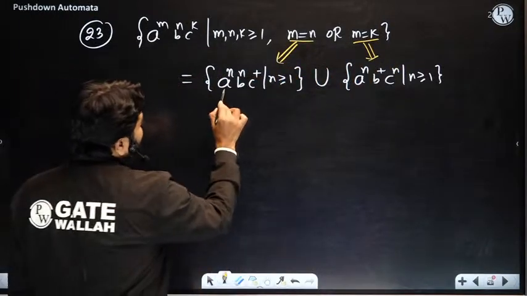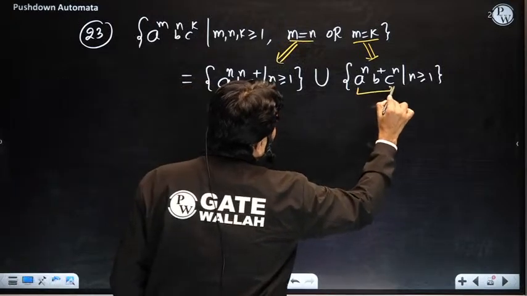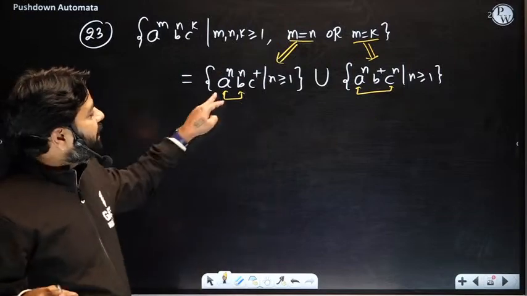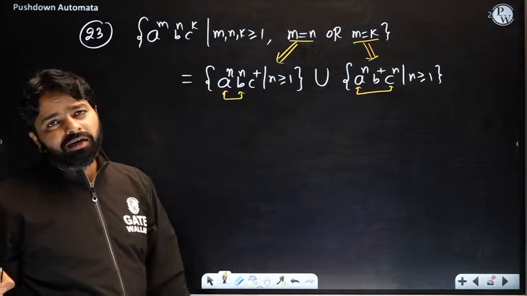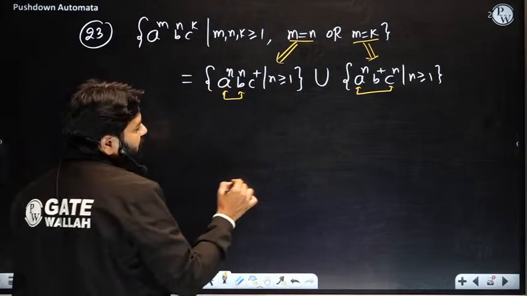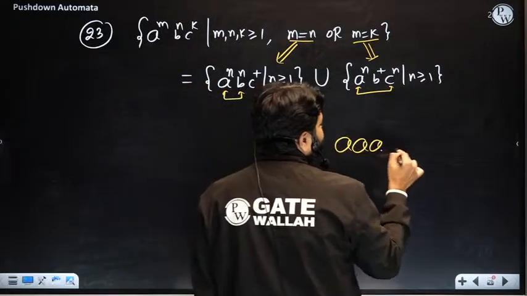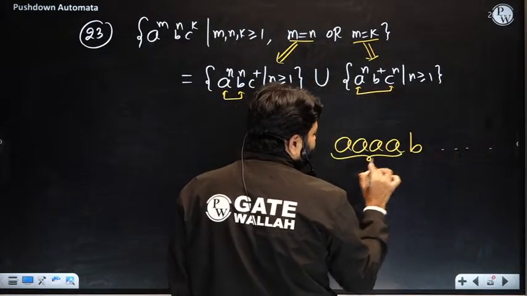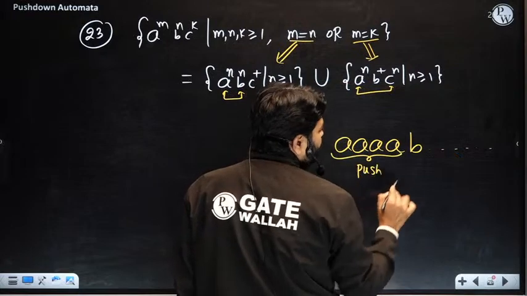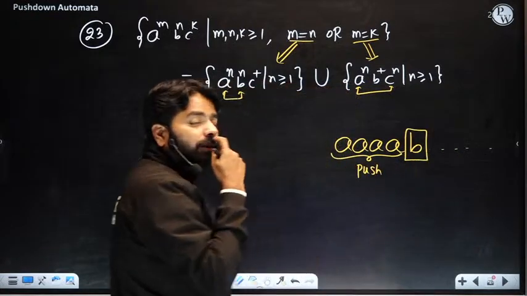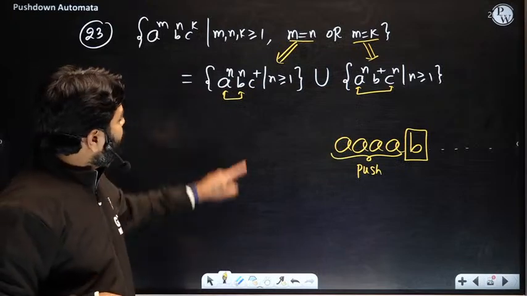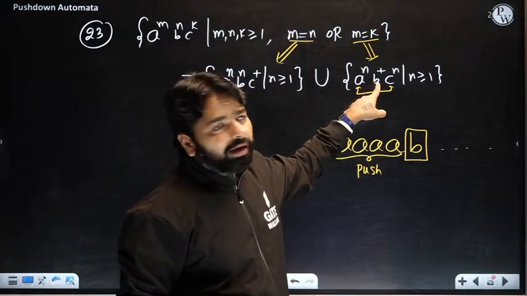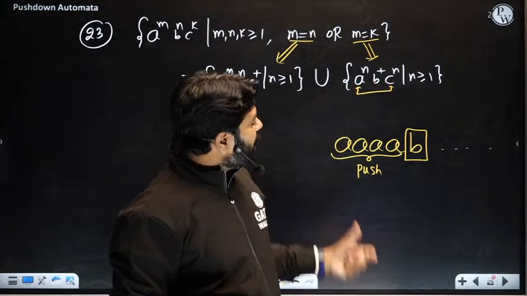Either A's and B's are equal, or A's and C's are equal, but they are not different languages, both are in the same language. Some strings have A's and B's equal, some strings have A's and C's equal. Now suppose I have A's, and I don't see the remaining at all. These A's anyhow you will push. That's good. This B, what will you do? Will you push or will you pop? This one says every B pops one A, but this one says don't pop A because C will compare with A. So now I am in a dilemma.